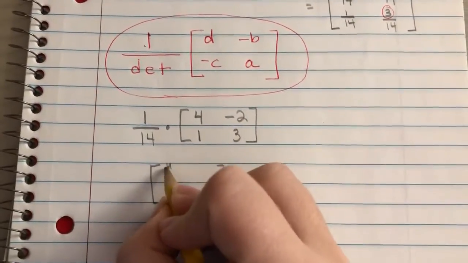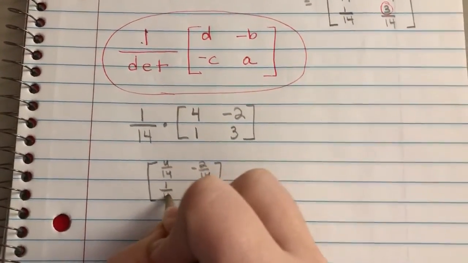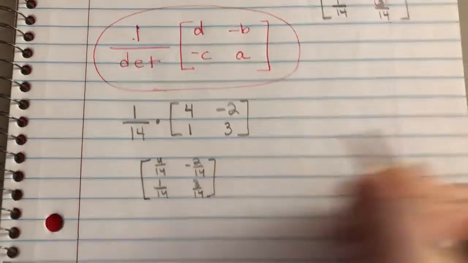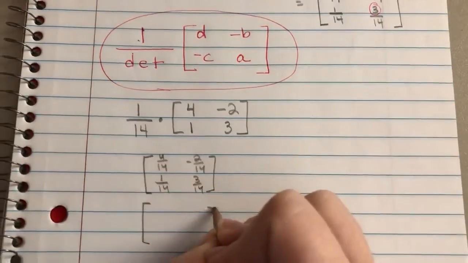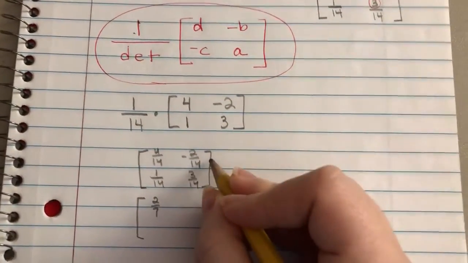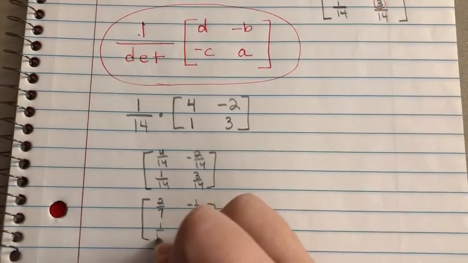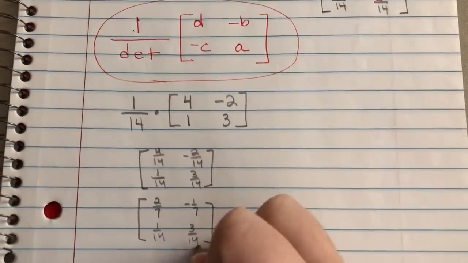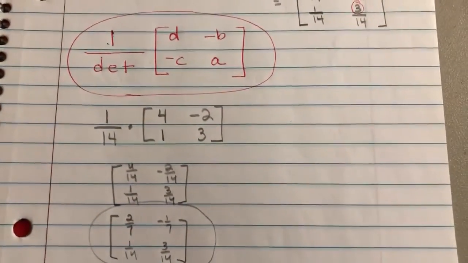So then this is like 4 over 14, -2 over 14, 1 over 14, and 3 over 14. And then I would just simplify any fractions that come up. So 4 over 14 would simplify to be 2 over 7. -2 over 14 would simplify to be -1 over 7. And then the other 2 numbers I can just keep. But essentially that would be our shortcut to find the inverse matrix.